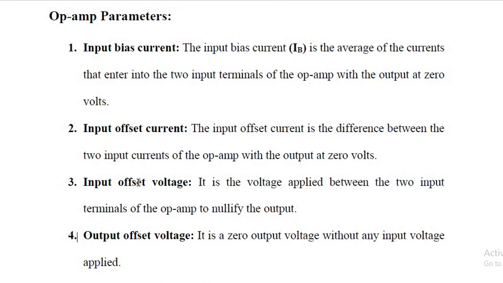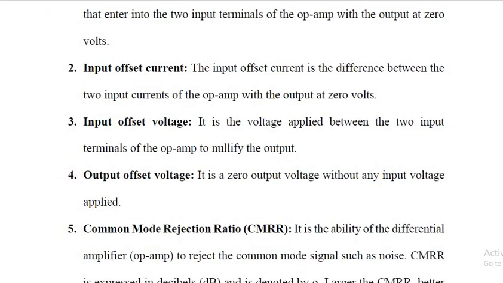Next, input offset current. It is the difference between the two input currents of the op-amp when the output is 0 volts. So input bias current is the average of the currents, whereas input offset current is the difference between the two input currents. Next, input offset voltage. It is the voltage applied between the two input terminals of the op-amp to nullify the output. The voltage applied between the inverting terminal and the non-inverting terminal to make the output 0.